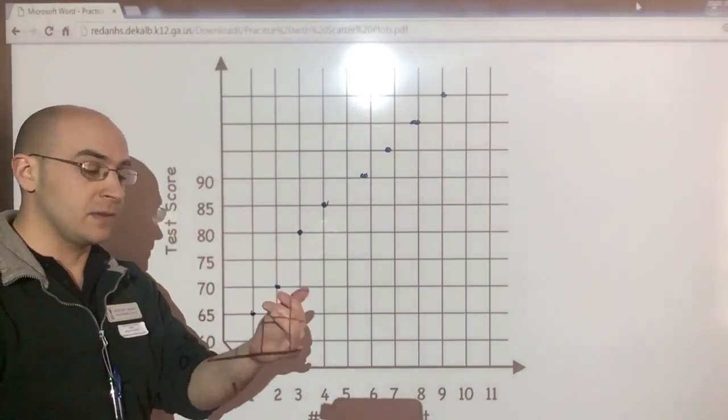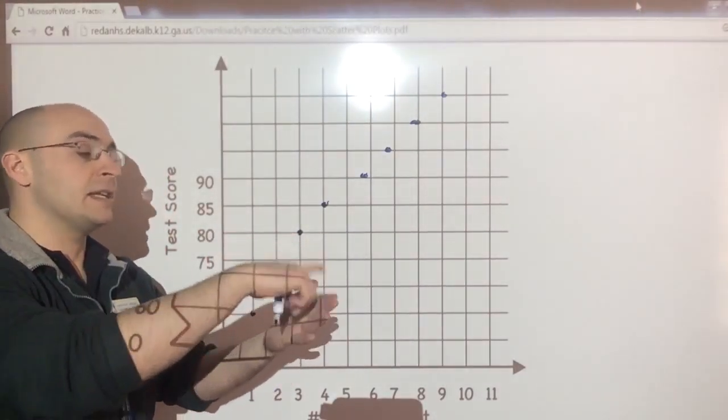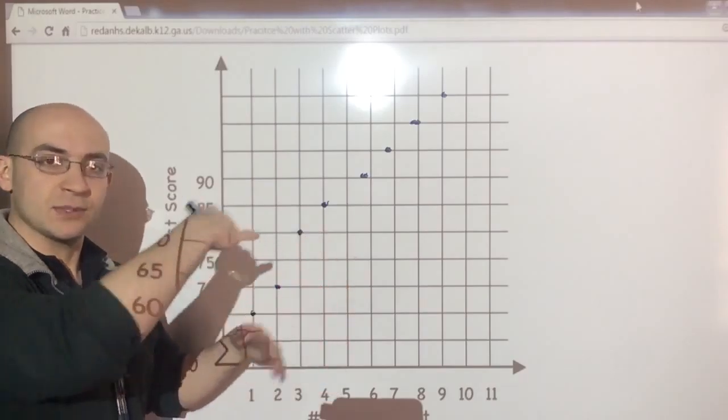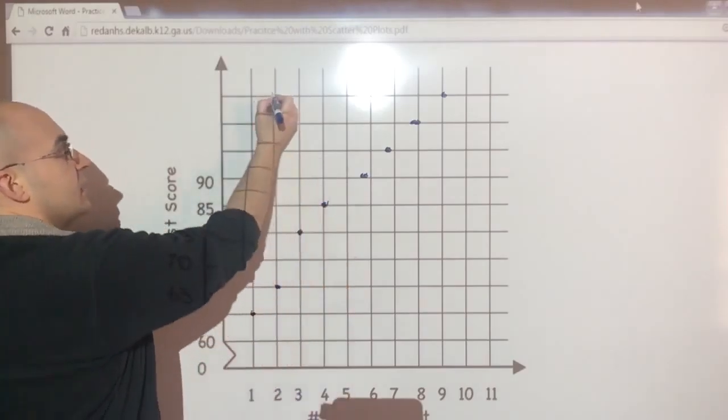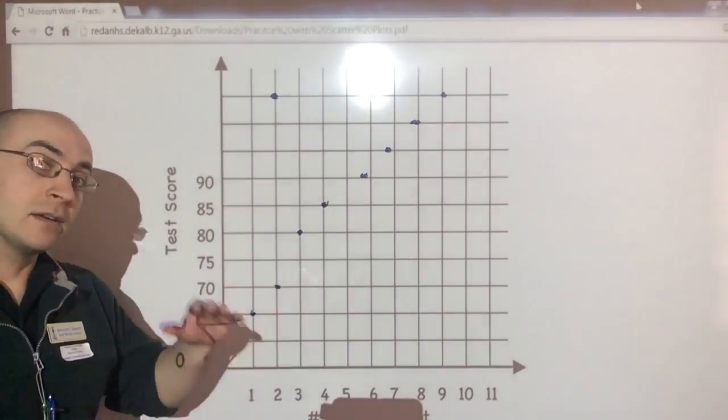Make sure you know all 5. There's positive and negative. There's linear and nonlinear, and then there's no association. So if dots were all over the place, there'd be no association. This right here is called an outlier. Make sure you know that.